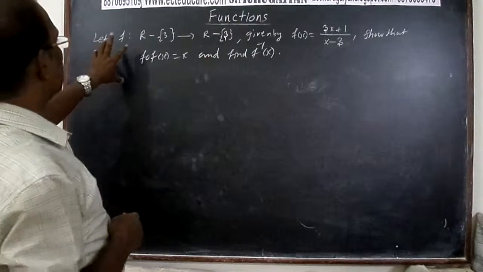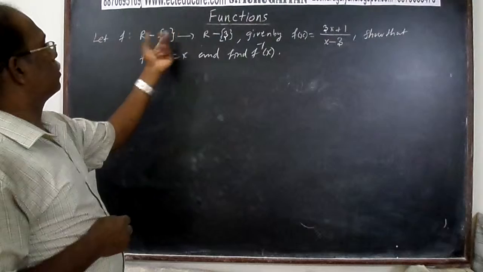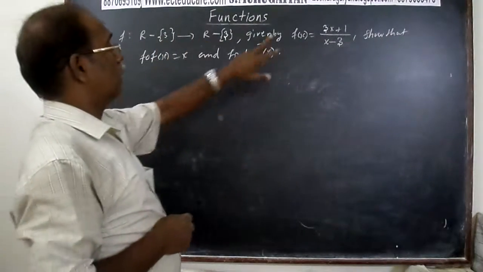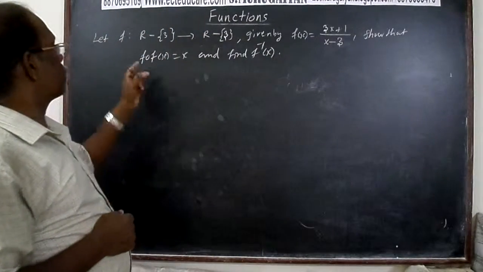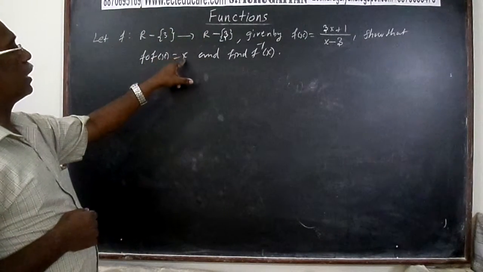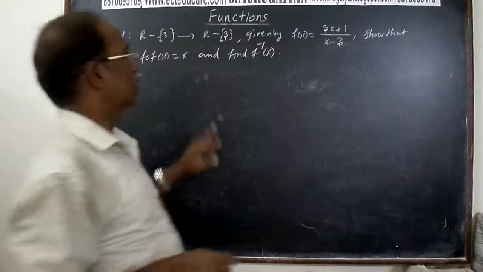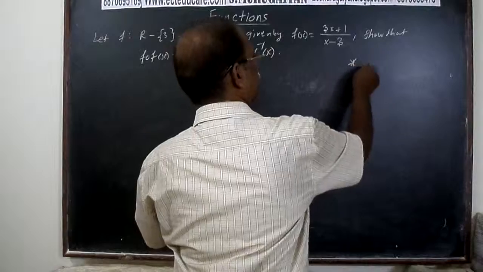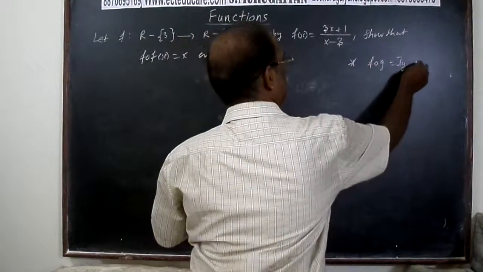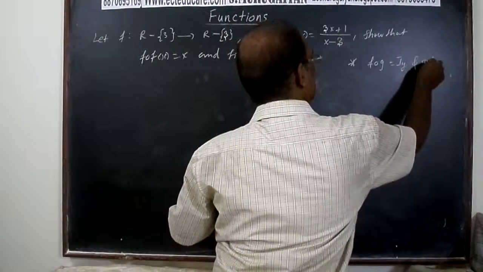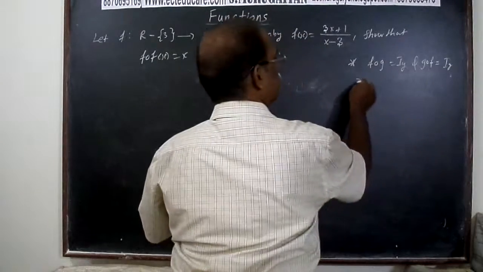So dear student, next question: the domain is R minus {3} and the codomain is also R minus {3}. Both the domain and the codomain are the same, and f(x) = (3x + 1)/(x − 3), and we have to show that f∘f(x) = x. From this we have to get f inverse of x. So remember the concept: f∘g is the identity function in y and g∘f is also the identity function in x. What is the conclusion?